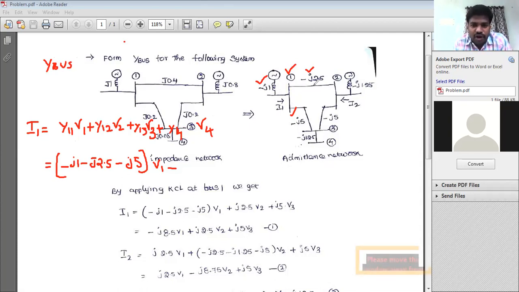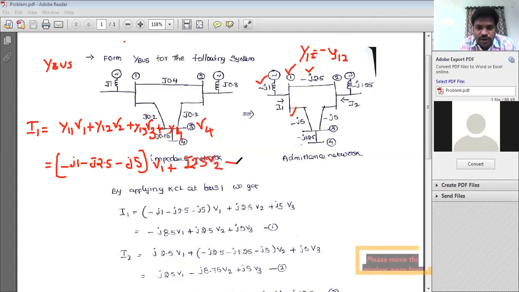Similarly Y12. What is the admittance connected between bus number 1 and bus number 2? It is minus J2.5, but that is minus y12. So obviously capital Y12 is equal to minus y12. That means you will get only a positive sign here. Just remember that: J2.5 into V2.